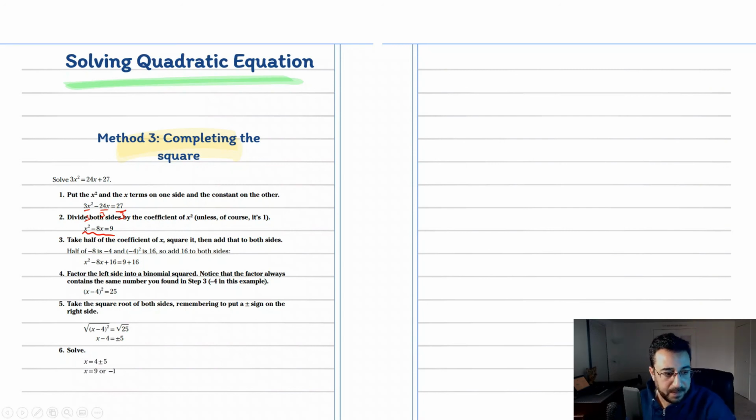Now you take half of the coefficient of x and you square it, then you add that to both sides. In this case, half of minus 8, the coefficient of x, is minus 8 over 2, that's minus 4. Then the square of minus 4 is 16. So you add 16 to both sides of the equation, on the left and on the right. Now you factor the left side into a binomial squared. This will give you x minus 4 squared equals 25. And your final solution is x equals either 9 or minus 1.